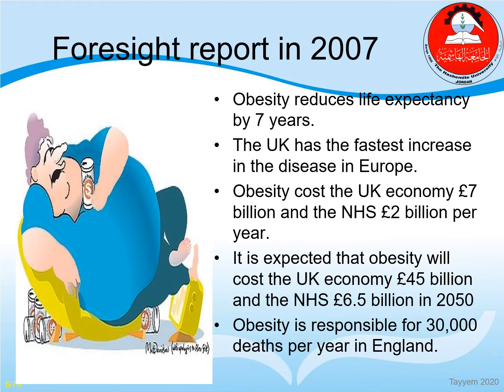The Foresight report in 2007 looked at the problem of obesity in the UK, and it showed that the UK has been having the fastest growth of obesity in Europe, and it was costing their economy billions of pounds, especially the NHS, which was spending 2 billion per year on the treatment of obesity.